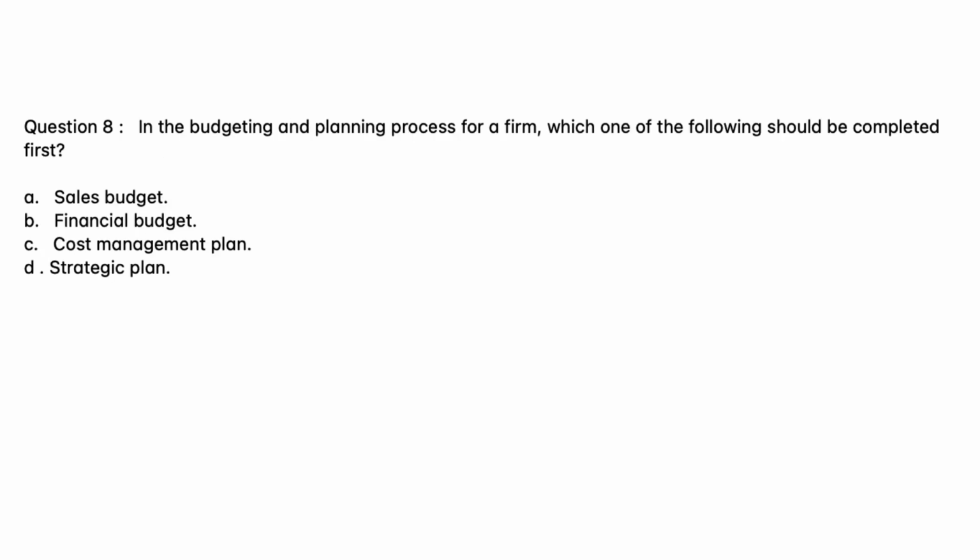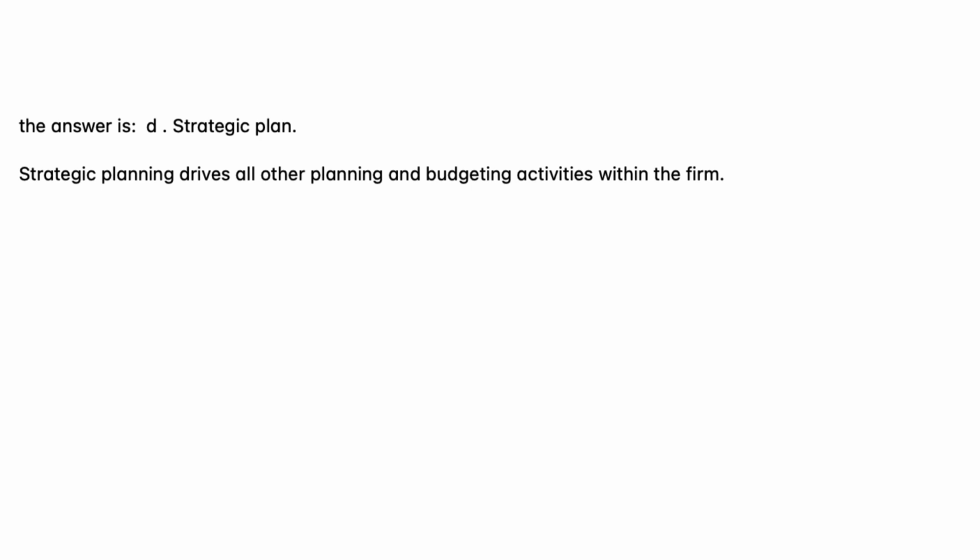Question 8. In the budgeting and planning process for a firm, which one of the following should be completed first? A. Sales budget. B. Financial budget. C. Cost management plan. D. Strategic plan. The answer is D. Strategic plan. Strategic planning drives all other planning and budgeting activities within the firm.